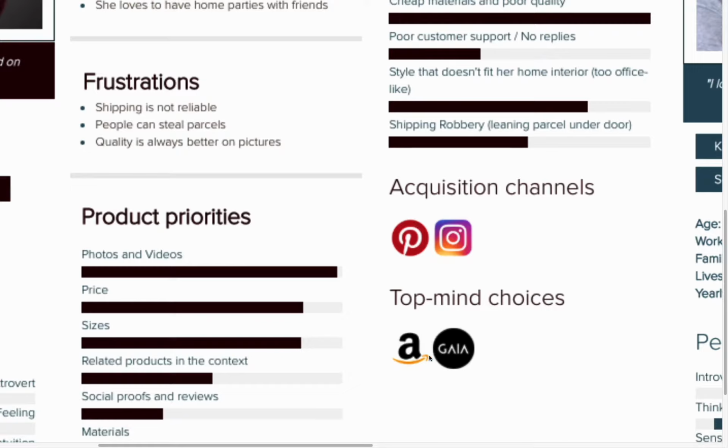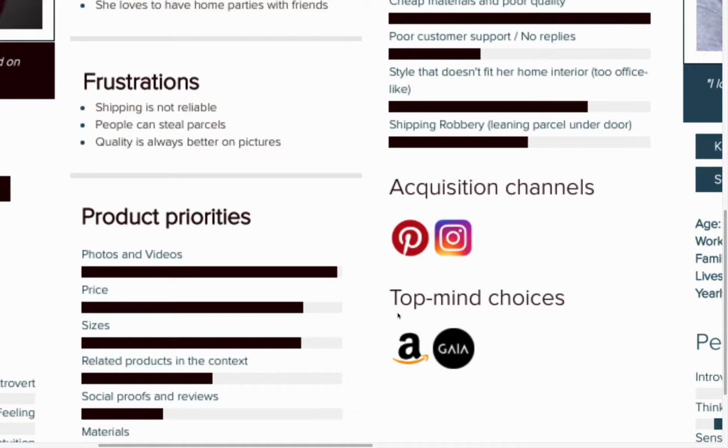Top choices for her are Amazon and Gaia because it's kind of McDonald's, right? You always know what to expect from them. But she's actually really a person who can trust brands. She can go to the brands. Even though Gaia and Amazon win in her mind, she always thinks, okay, if I need to buy a sofa, I will go to this site.